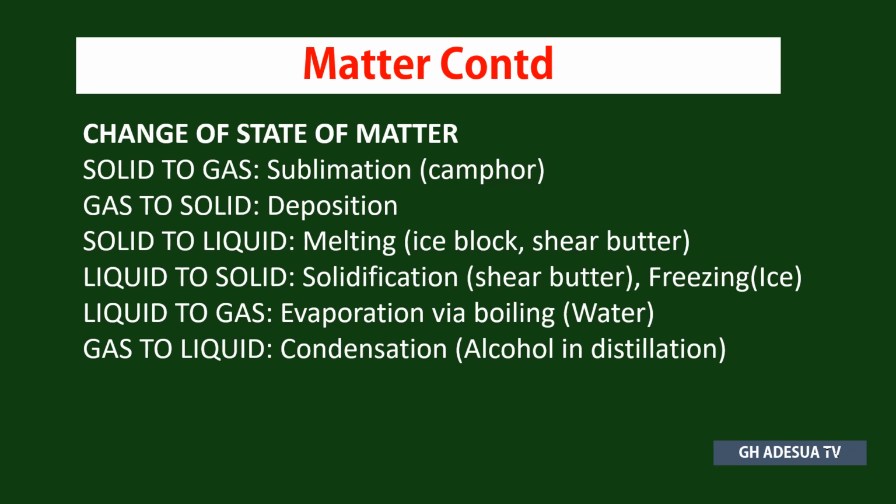Now this same process is what is used in alcohol distillation. If you want to distill alcohol, you would need distillation, and that distillation depends on condensation to form the alcohol. But the alcohol will be mixed with water and other things. When you boil, it evaporates, then it goes to condense. Then your alcohol has been formed.